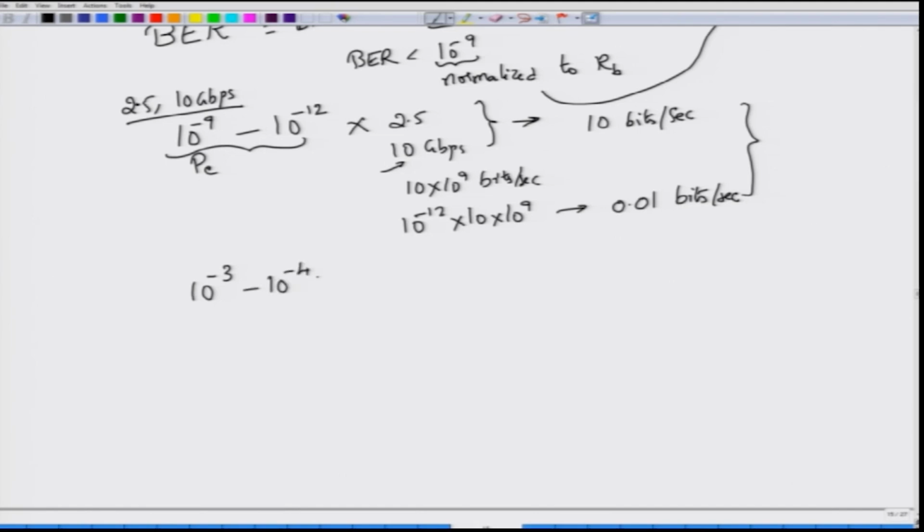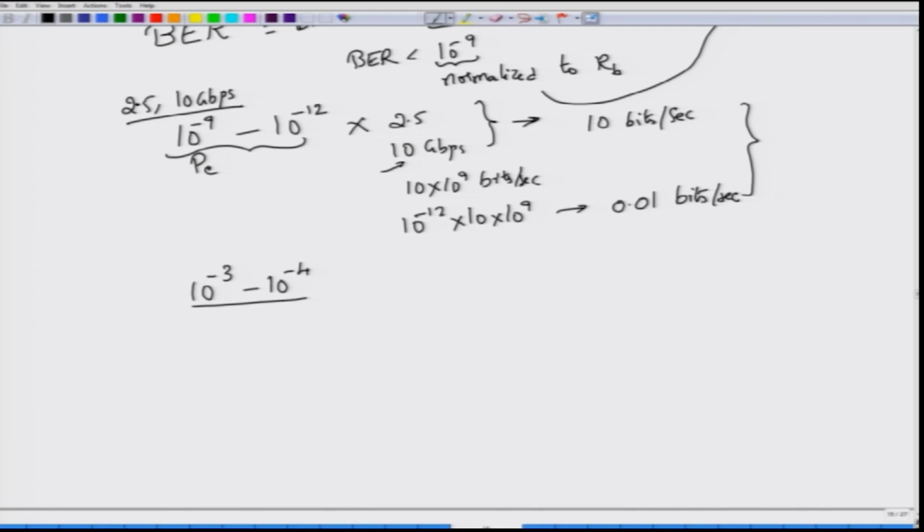Now, you might question: with 10 to the power minus 12 and 10 to the power minus 9, you are seeing bit errors of 0.01 bits per second and 10 bits per second. Wouldn't we have increased the number of bits in error by relaxing the requirement for probability of error? You would be right, we have relaxed the requirements of probability of error.